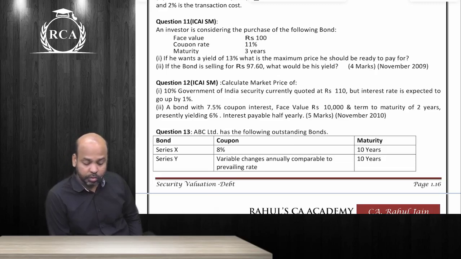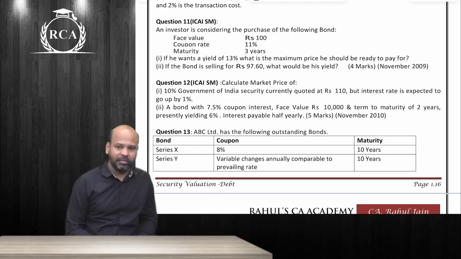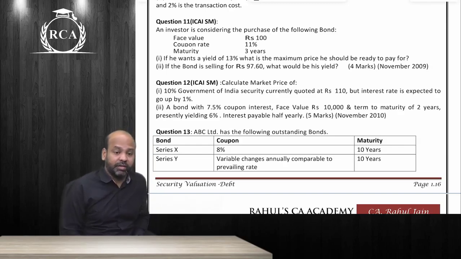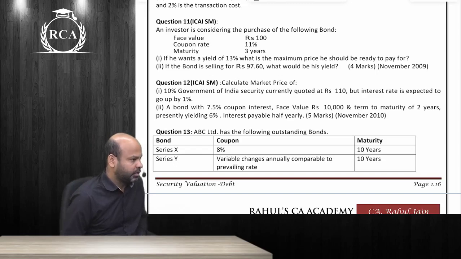He's asking us to compute both fair value considering a required return of 13%, and also compute, guys, what will be the YTM if the prevailing market price is 97.6. Second bit is to compute YTM. First bit is to compute fair value using a discounting rate of 13%. You can directly arrive at the values better.